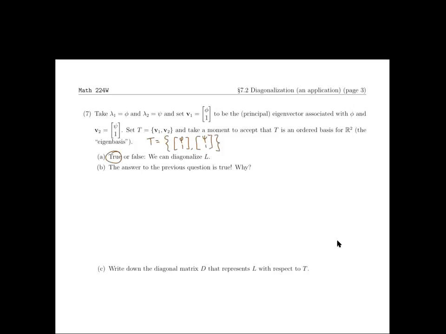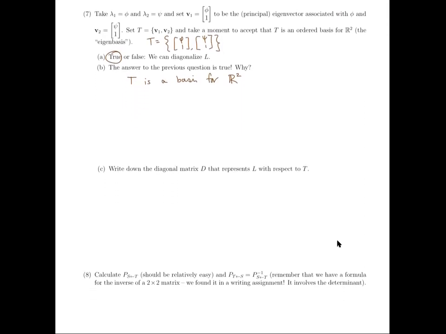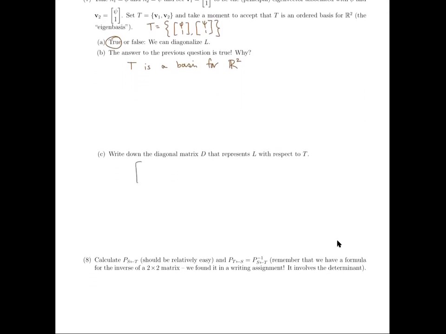So why is this true? It's because T is a basis for R2. And so as long as our eigenspaces, if we take their bases together, give us a basis for our ambient space, in this case R2, then we can diagonalize our linear transformation. And so now if we want to write down the diagonal matrix that represents L with respect to T, we just match up our eigenvalues with the order of our eigenvectors. And so that's our diagonal matrix D that represents L with respect to T.